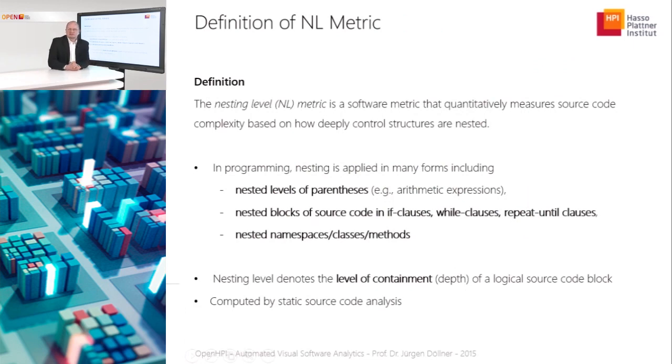The nesting level metric is a software metric that quantitatively measures source code complexity based on how deeply control structures are nested. In programming, nesting is applied in many forms, including nested levels of parentheses, for example in arithmetic expressions, nested blocks of source code, for example if you use if clauses, while clauses or repeat until clauses, and nested namespaces or nested classes or nested methods.